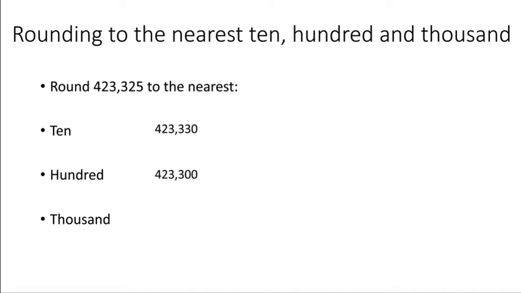And we'll look together. 423,000. There are 3 hundreds, which is below 500s, so we round down to 3,000. Well done if you got all of those correct.